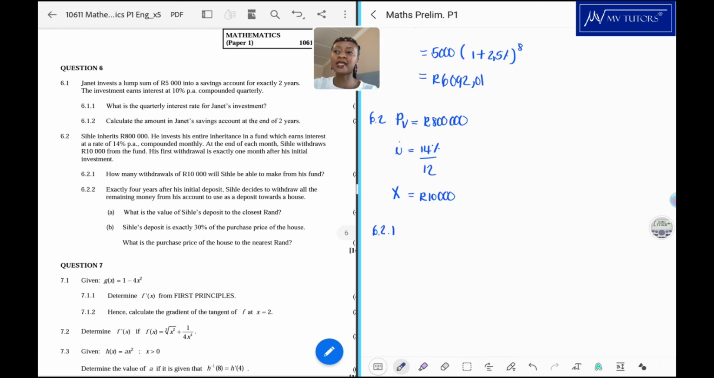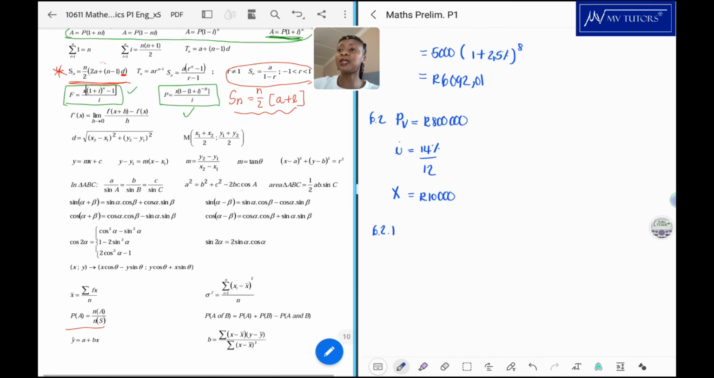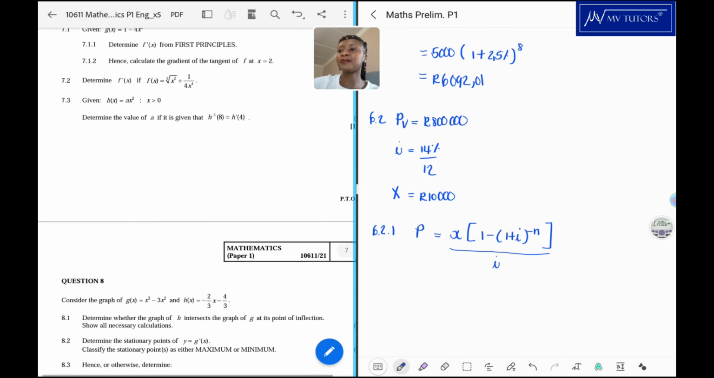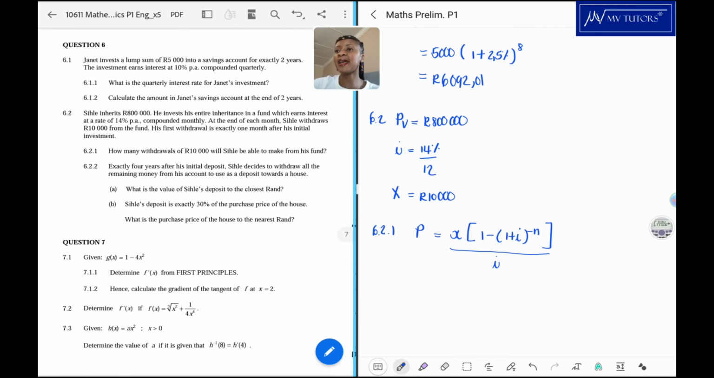So 6.2.1, it says, how many withdrawals of 10,000 will Sihle be able to make from his fund? Remember, this fund, he's invested it, so it's gaining interest, but at the same time, he's taking out. So we need to determine how many withdrawals he can make overall. And we're going to use the present value formula, where P is equal to X, 1 minus 1 plus I to the power negative N, all over I. So what values do we have?